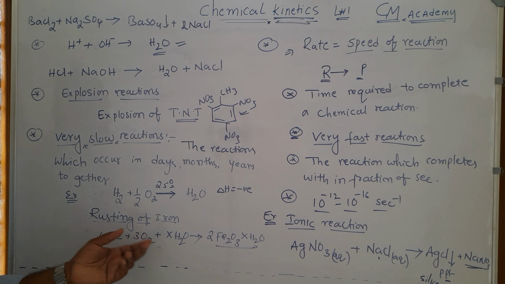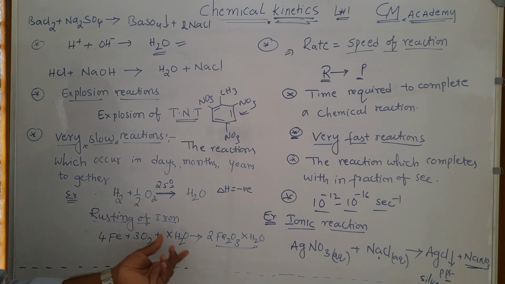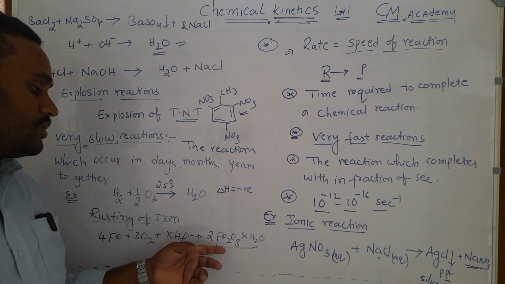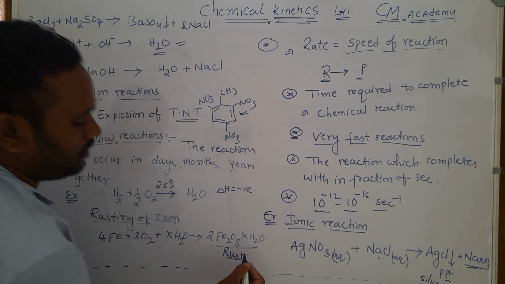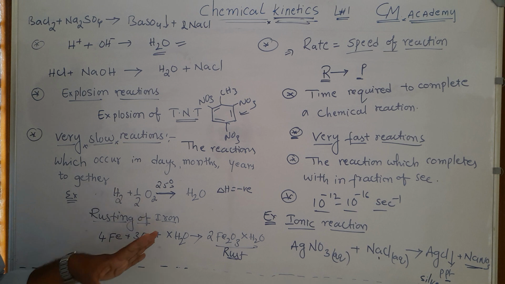We already know rusting means the formation of a brown color layer on the iron objects in the presence of oxygen and moisture, air and moisture. So this is the formula of rust. Okay, so these are the very slow reactions.